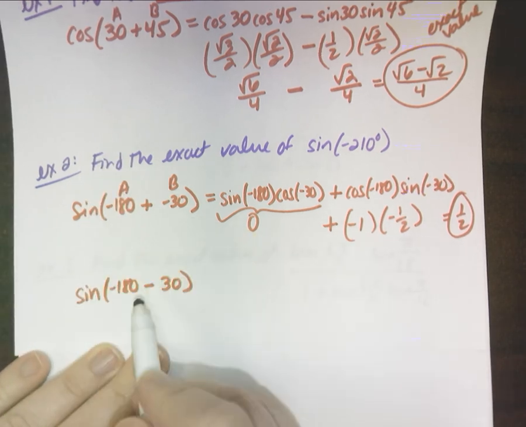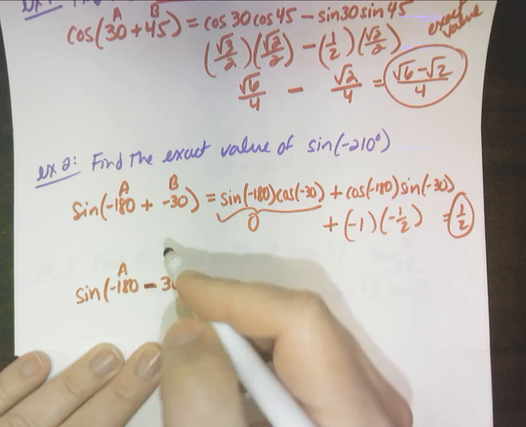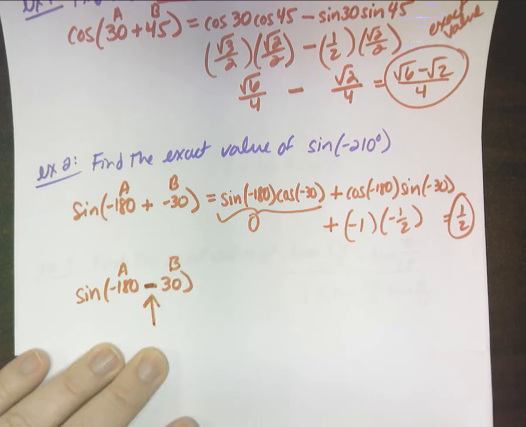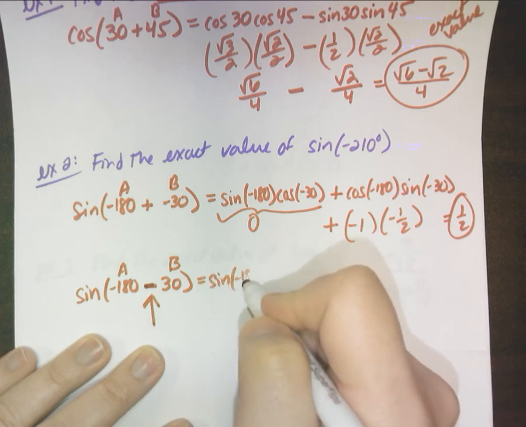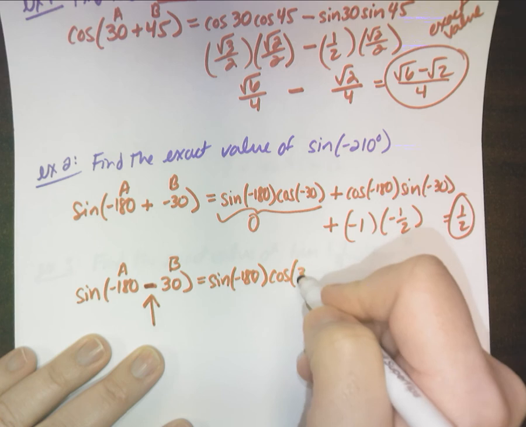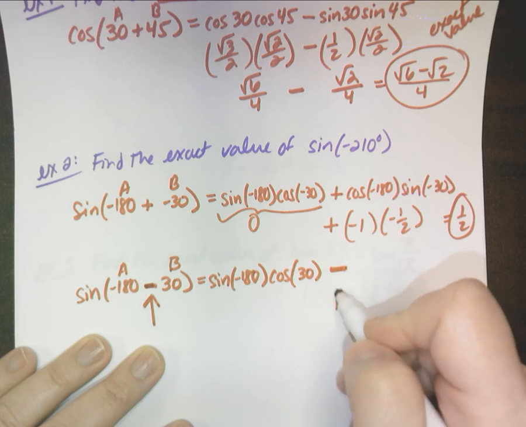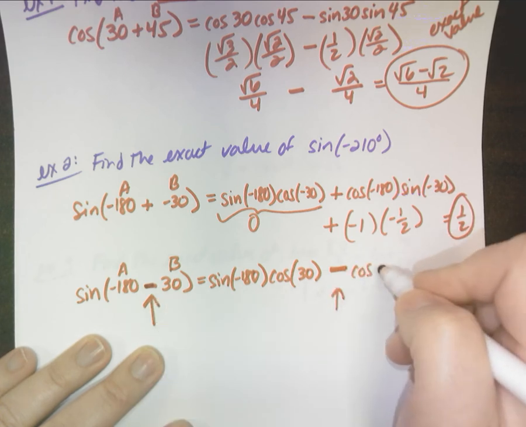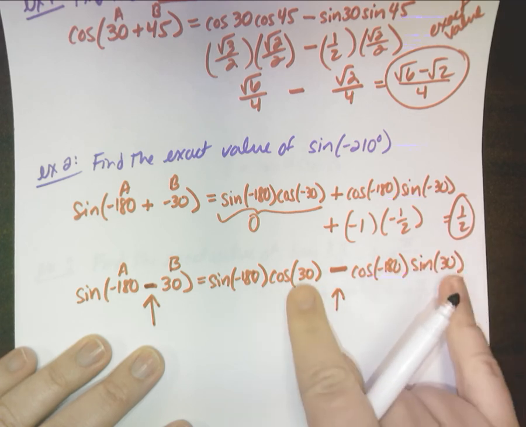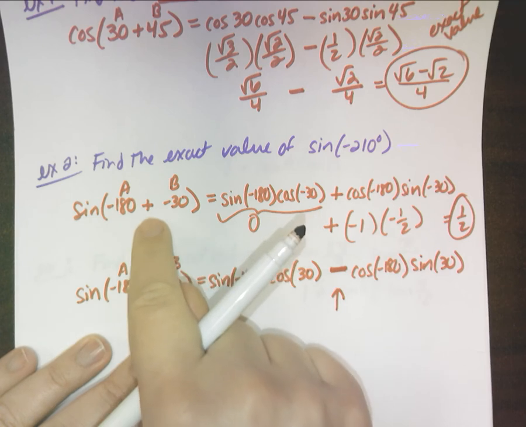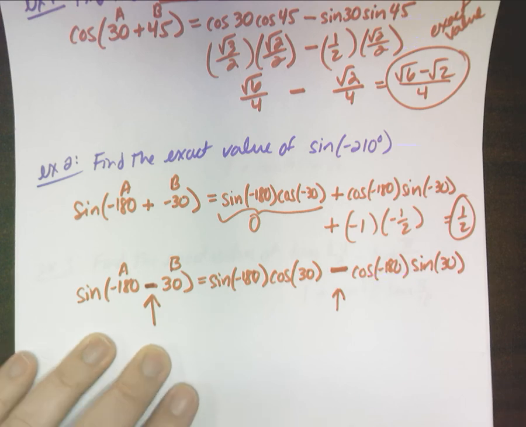If you're using the minus, then your A is negative 180, but your B is not negative. Your B is positive because the sign in the middle is a minus. So what that means is you would have the sine of negative 180 times the cosine of positive 30. And then you'd put the minus here. And then you'd write cosine negative 180 times sine of positive 30. So notice these two went positive. I like to do it this way, I'll be honest with you. It saves me from making a mistake. I don't really try to do it with a minus. But you'll get the same answer.